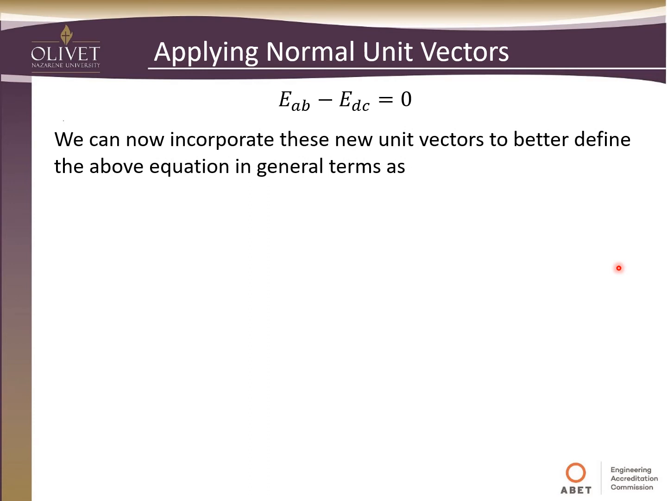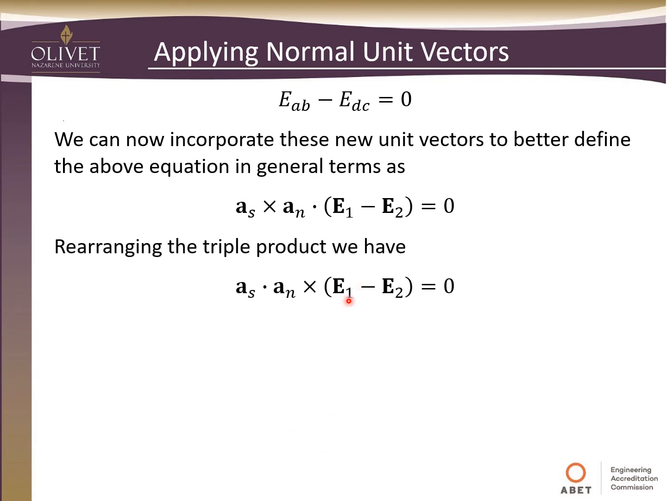So with these unit vectors defined, we can now better define our equation to say that the 2 unit vectors cross product, and then that'll be dotted with these 2 vectors here. So that'll give us those 2 tangential components, shall we say. So rearranging this triple product, which we're allowed to do, we looked at the first couple of weeks. If you have a triple product like this, something cross something dot something, you can exchange those 2 operators and not change the result.